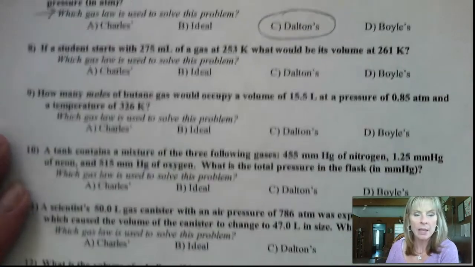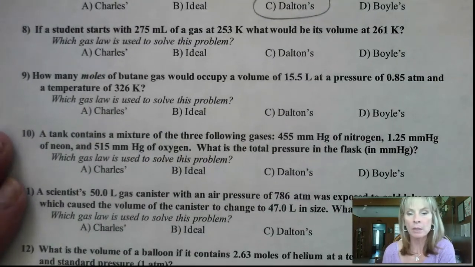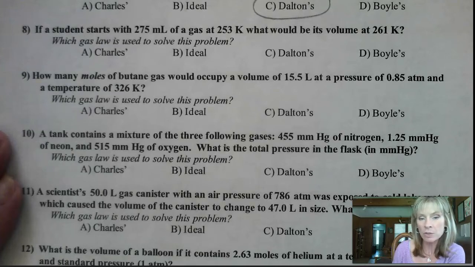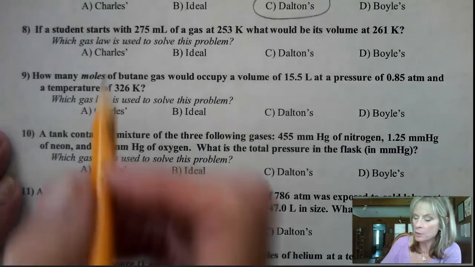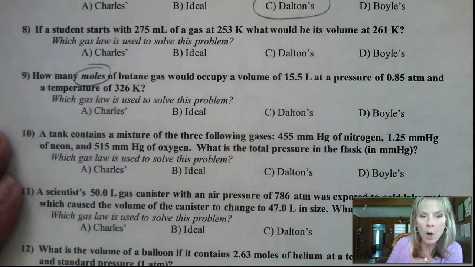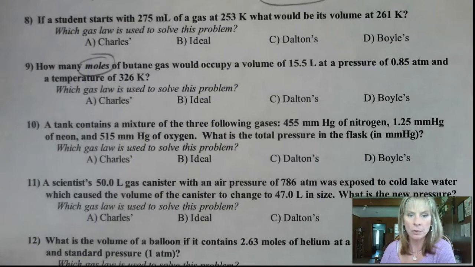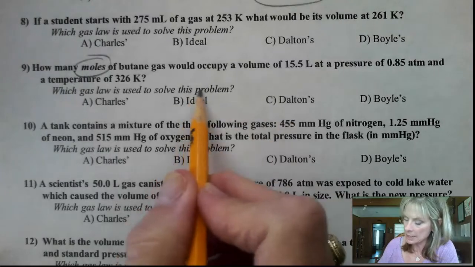Number 9, how many moles of butane gas would occupy a volume of 15.5 liters at a pressure of 0.85 atmospheres and a temperature of 326 Kelvin? Which gas law is used to solve this problem? Well, remember what I told you, if you see moles, there's only one gas law formula that uses moles. It's the ideal gas law. So the answer for number 9 is ideal.